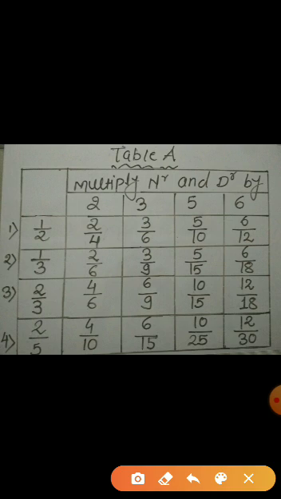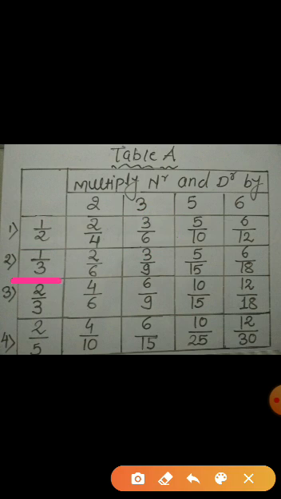In second column, we have to multiply the given fraction by the number 3 to the numerator as well as to the denominator. Now the first fraction is 1 by 2. After multiplying by 3 to the numerator, what we will get? 3. And after multiplying by 3 to the denominator, what we will get? 6. 2 3s are 6. So 3 by 6 is the equivalent fraction.